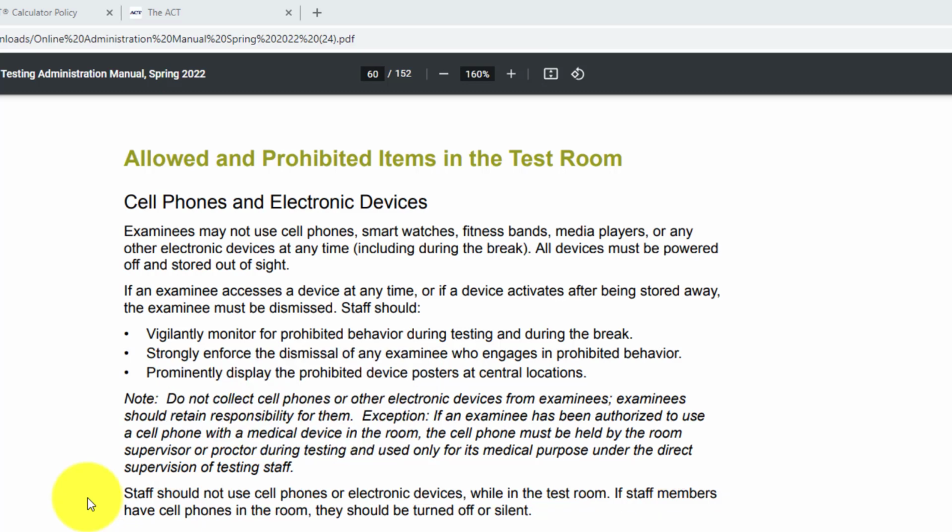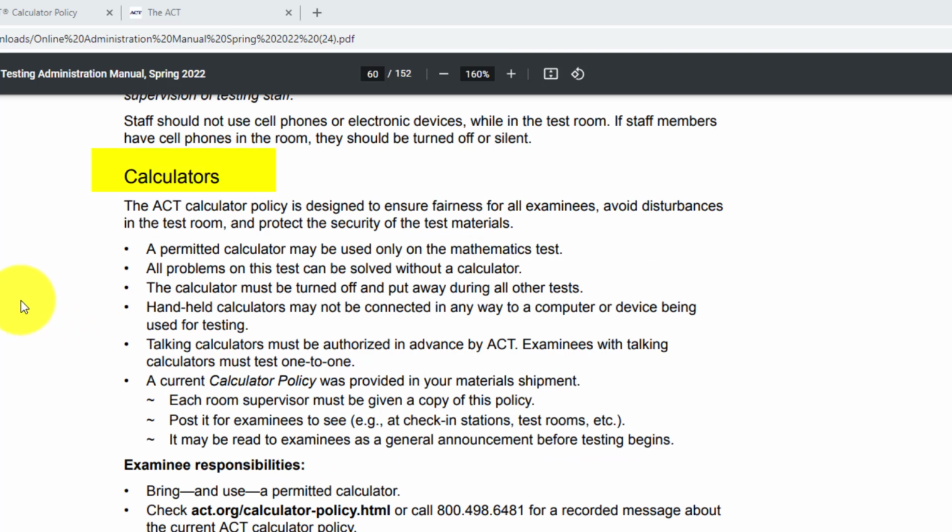So again, EBR policy states that staff members should not have a cell phone on them when they are in the vicinity of a room that has testing going on. All right, calculators. All right, so let's talk about calculators.